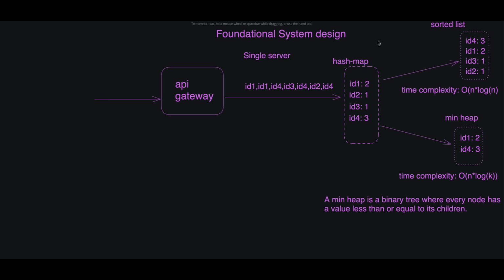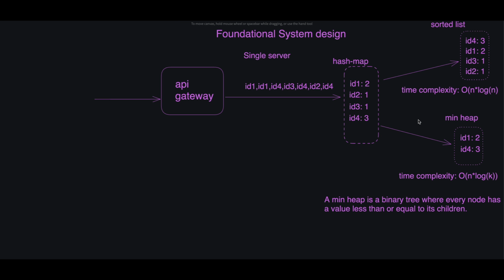We are going to flush this Hashmap into our sorted list or min-heap and keep everything in storage. Like saving, we calculate this and then just flush it to storage and then start again. So this allows us to show top K for every minute.